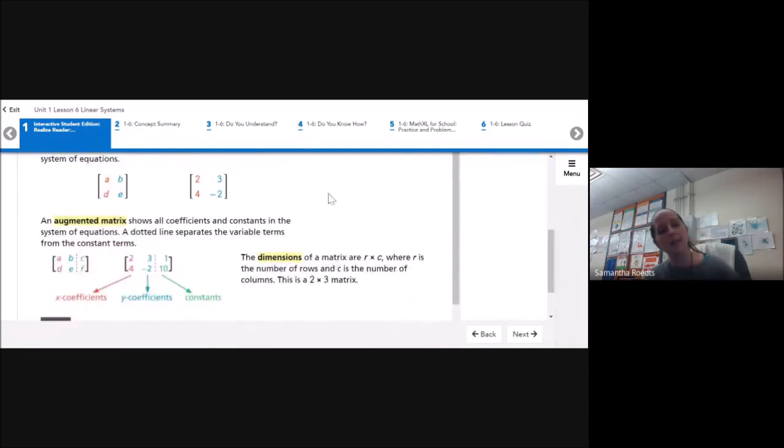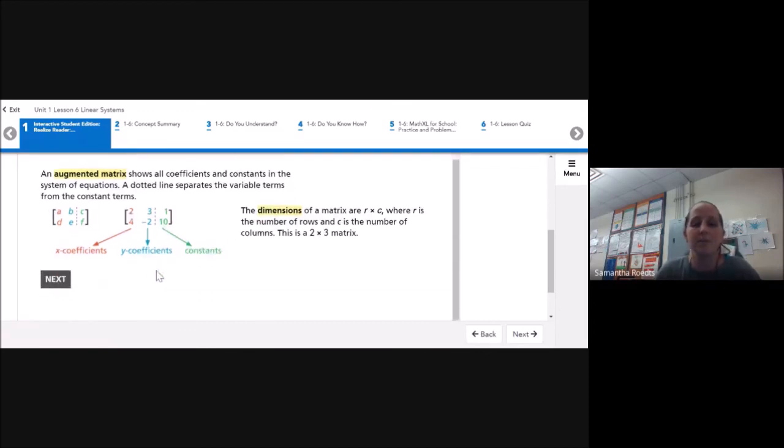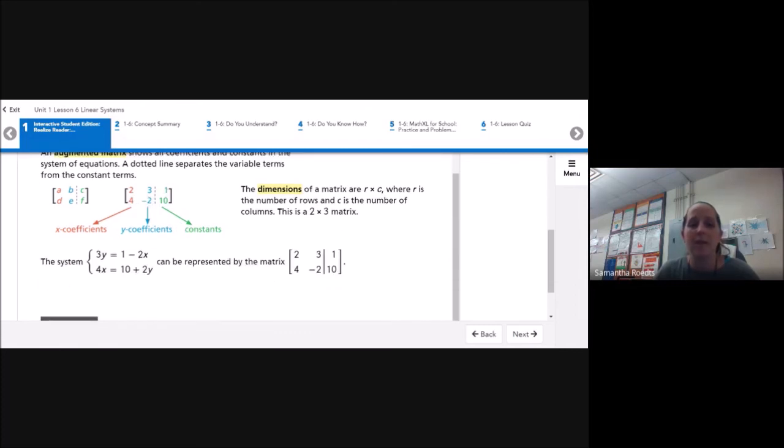Okay. An augmented matrix shows all coefficients and constants in the system of equations. So a dotted line separates the variable terms from the constant terms. So here's my x coefficients, my y coefficients, and then the constants, the equals, okay? Dimensions of a matrix are R by C, the rows by the columns. So there are 2 rows, this first row, second row, and then 3 columns. Okay. So this system of equations can be represented by this augmented matrix.